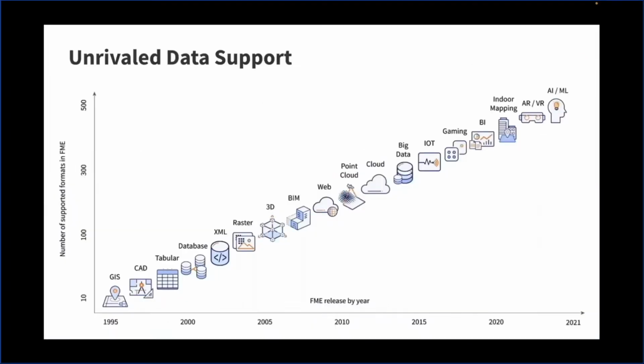In terms of data support, there's around 500 different formats that FME works with today from all kinds of data. And you can see the history of our expansion through different types of data. Of course, today we're really looking at spatial stuff, so we're going to be concentrating primarily in the GIS and CAD space, but Olivia will show you how some of these other data types end up playing into clipping workflows as well.